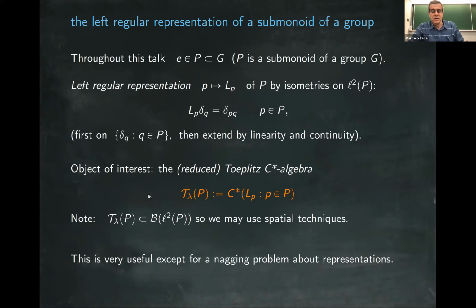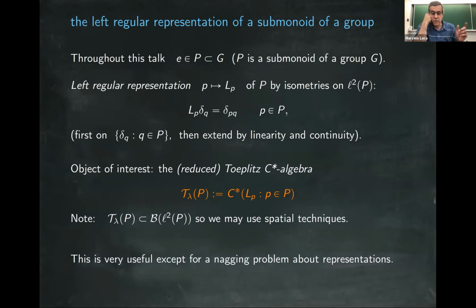The object of interest in this context is the reduced Toeplitz algebra, which is the C*-algebra generated by these isometries, these left multiplications. By the very definition, it's a subalgebra of B of L2 of P, so it's a concrete C*-algebra. That makes available all sorts of spatial techniques to study this T lambda of P, the left regular C*-algebra of P. They are very convenient and powerful techniques. For example, there are conditional expectations corresponding to taking the diagonal terms in an infinite matrix, and many other things.